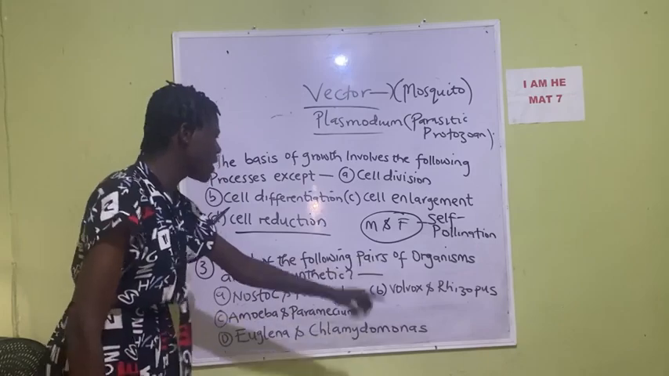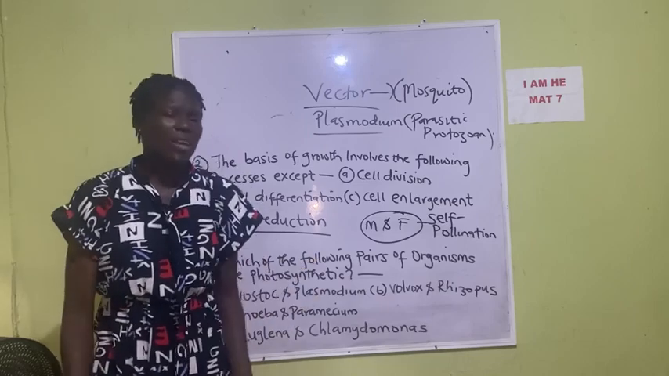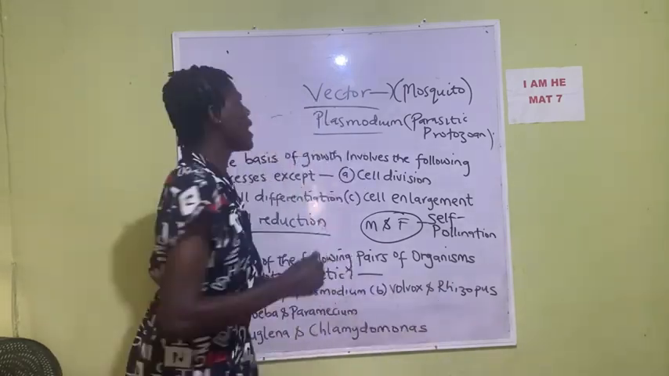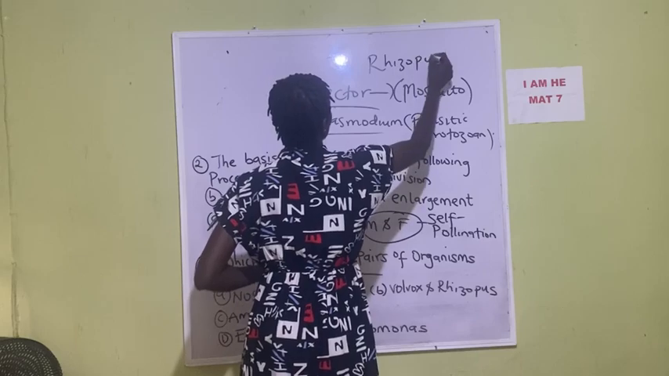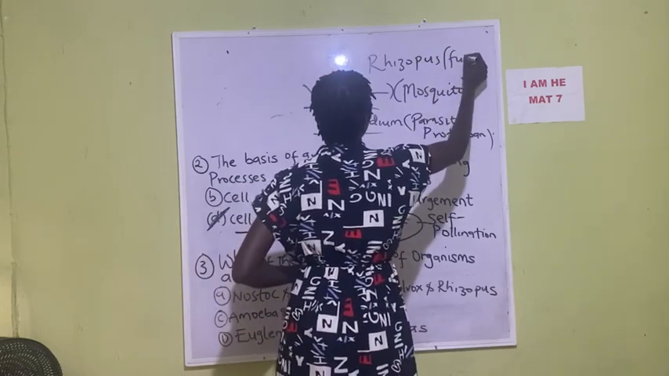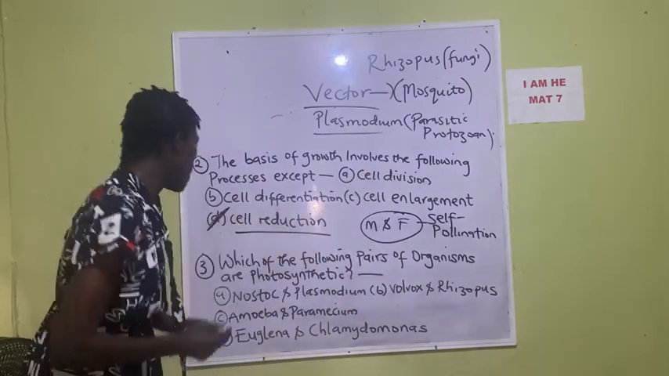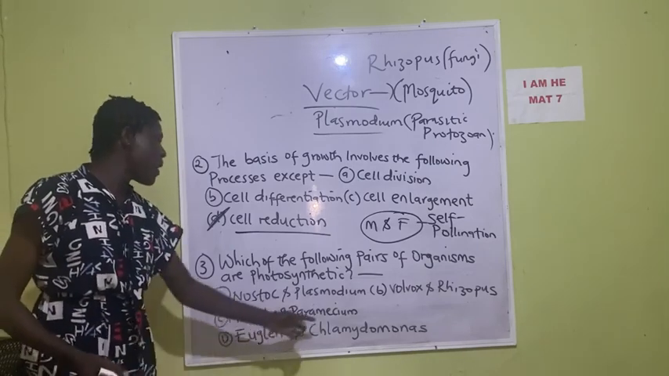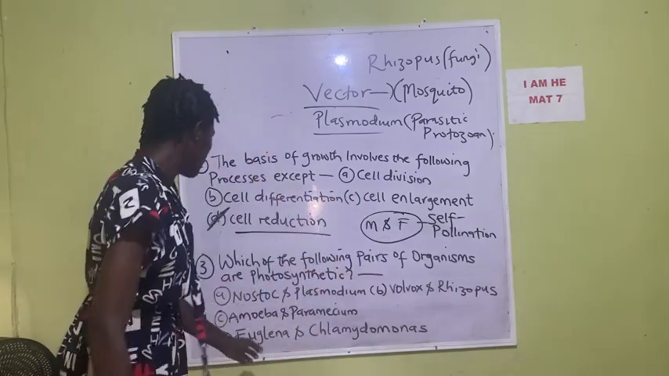Take note. B, Volvox and Rhizopus. Volvox is an algae. It is photosynthetic, but Rhizopus is a fungus. Take note. Rhizopus is a fungus, and they are heterotrophic in nature. Now C says Amoeba and Paramecium. They are both protozoans. Take note.